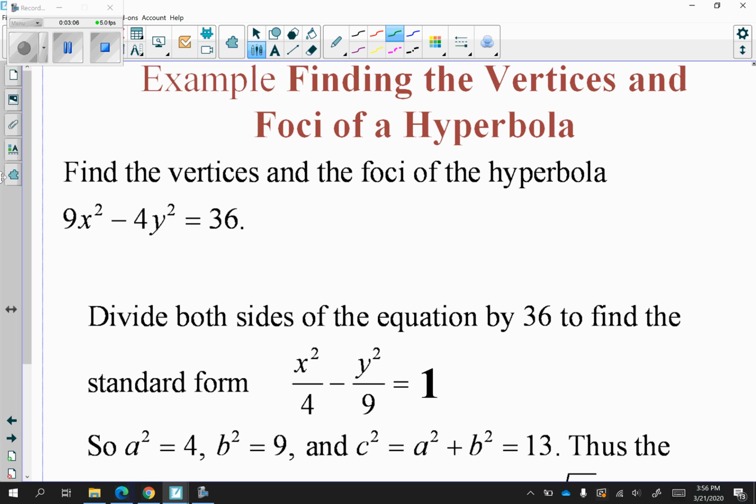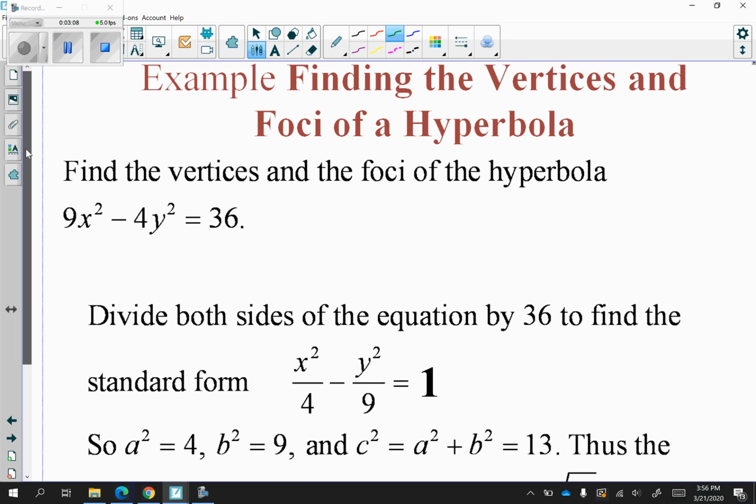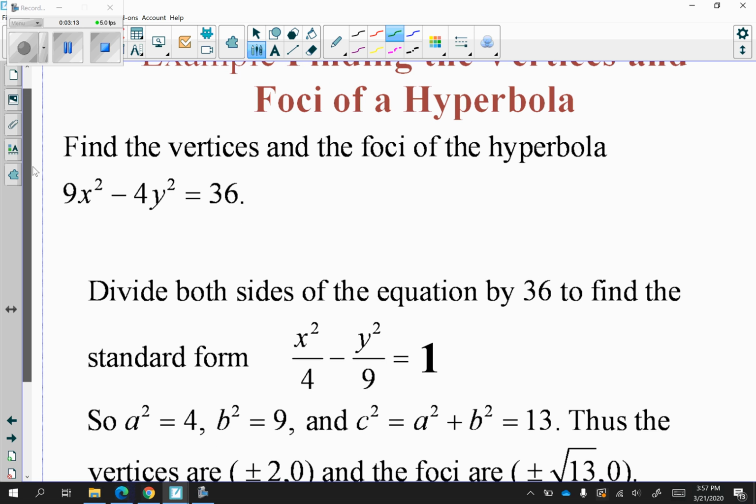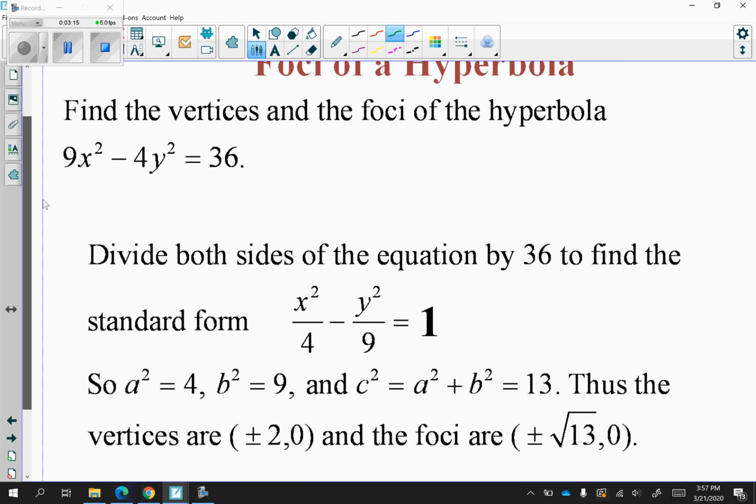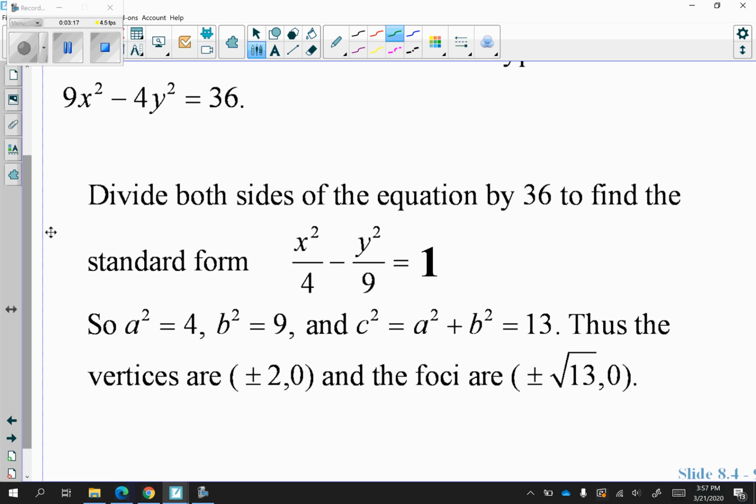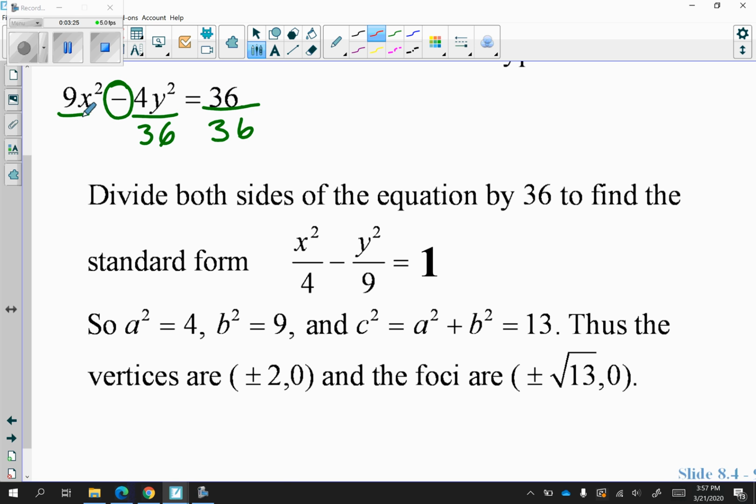Let's go to our example. Example: finding the vertices and foci of a hyperbola. 9x squared minus 4y squared is equal to 36. Now notice it's not equal to 1, but I know that it's a hyperbola because there's a subtraction sign in between. So I have to divide by 36 to each term.